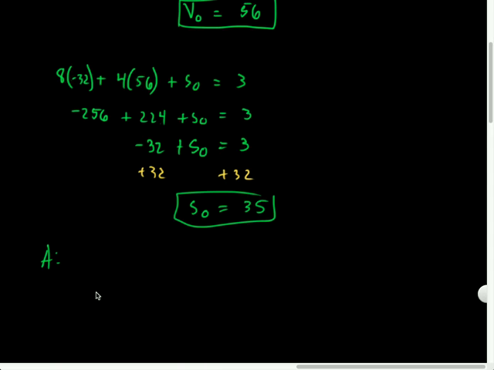Yeah, you could say that the acceleration due to gravity is negative 32 feet per second squared. The initial velocity is 56 feet per second, and the initial height is 35 feet. So this means we launched an object off of like a cliff 35 feet high, and it fell, and this is what happened. So there we go. That's a systems of 3 word problem right there.